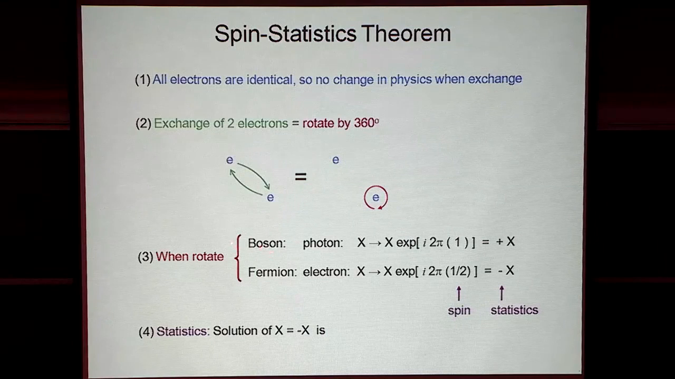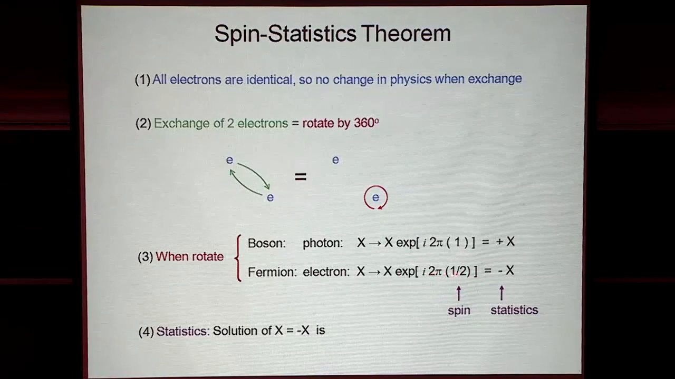And finally, this is the interesting part. When you rotate something by 360 degrees, take something called a boson, for example a photon, which has spin 0, 1, 2, 3, 4, an integer spin. When you rotate that, it goes as e to the i 2 pi times 0, 1, 2, 3. That's just 1. So the state goes to itself, and nothing happens, the same state as you expect. But take an electron, which is a fermion with half-integer spin, and you do e to the i 2 pi times 1 half, that's e to the i pi, that's a minus sign.